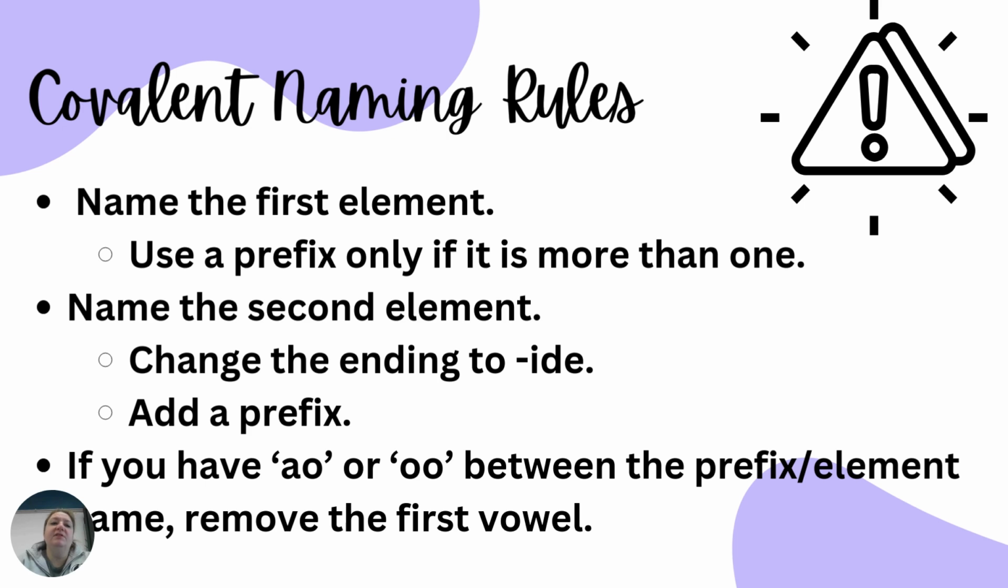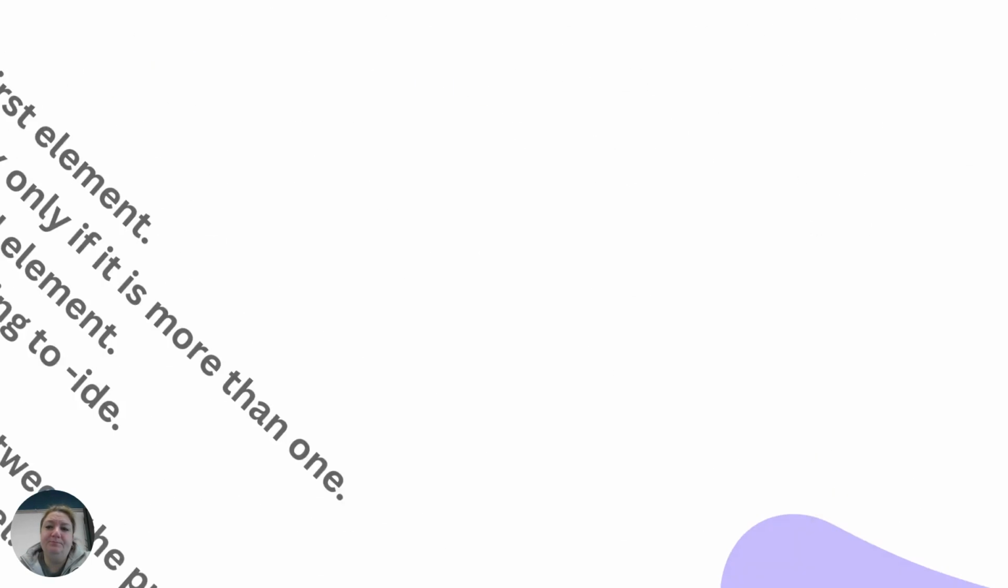So a couple of the rules that you just saw. When you're naming the first element, you want to name it and use a prefix only if it's more than 1. The second element, you want to name it, change it to an IDE ending, and always add a prefix. Here's the last one that we didn't talk about in the last one: if you have an AO or an OO combo in the middle, and we'll see one of those here pretty quickly, make sure that you remove the first vowel.